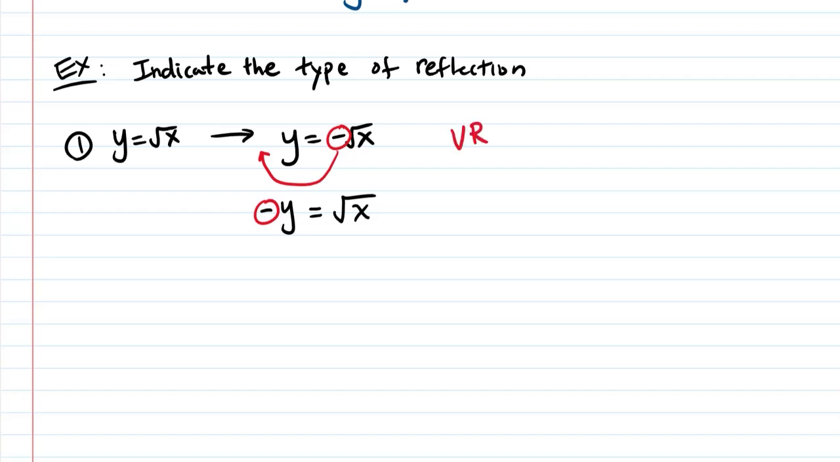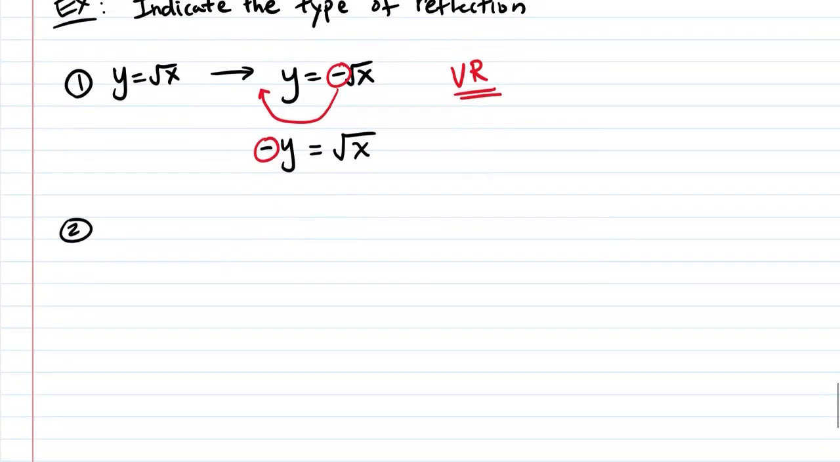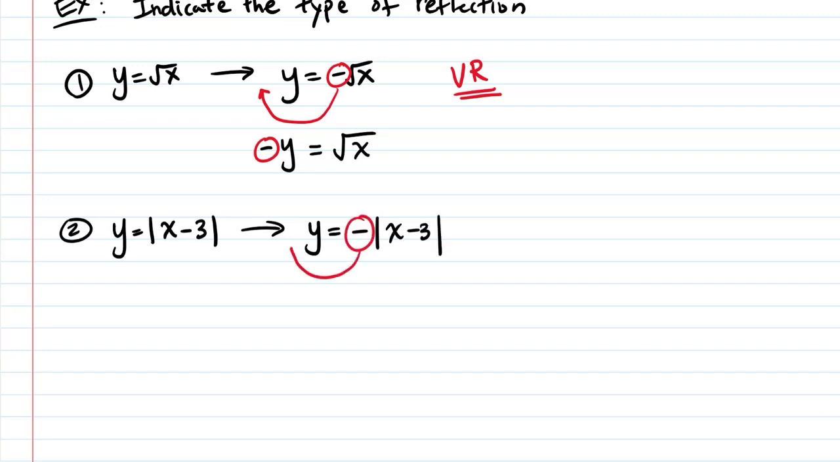Vertical reflection is happening. Number 2, y is absolute value of x minus 3 transformed to y is negative absolute value of x minus 3. This negative can be moved in front of y and written as negative y is absolute value of x minus 3, which means the y becomes negative y. So it is another vertical reflection.